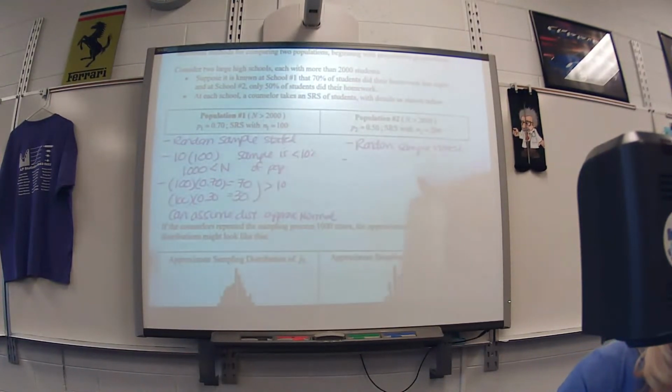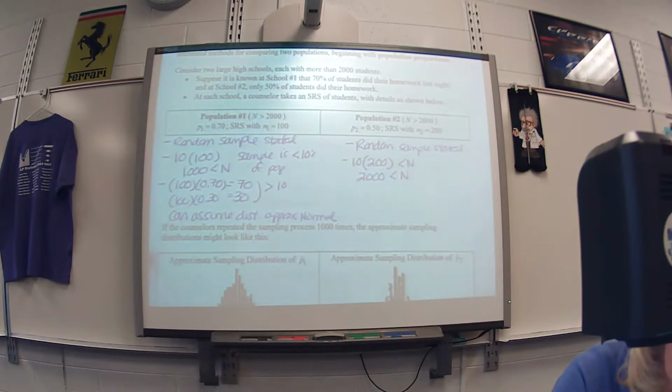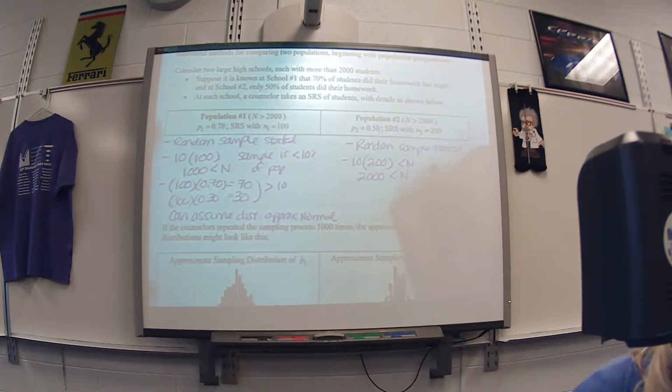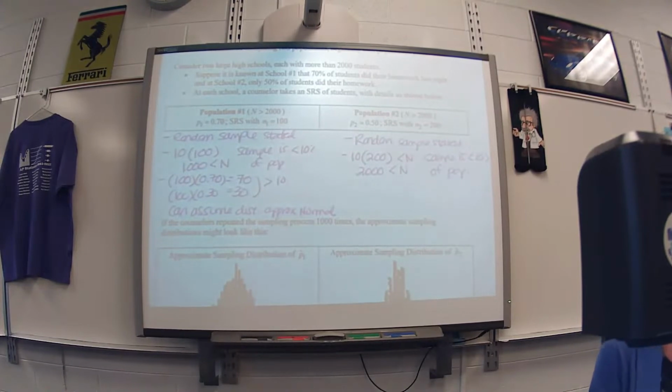So I'm going to now do my independent condition. 10 times this n size is 200. And is that less than my population? Yes. Okay. So the sample is less than 10% of the population. Again, if you want to do one statement there, show the math for both. But then if you want to say we have sampled less than 10% of each population, I'm okay with that. Just make sure you address both populations.